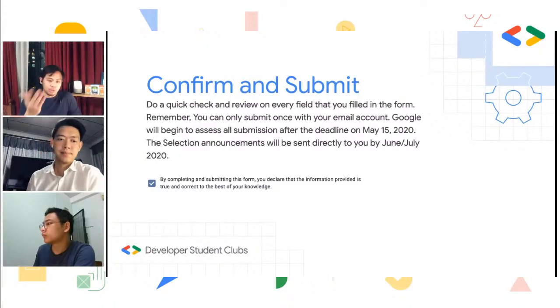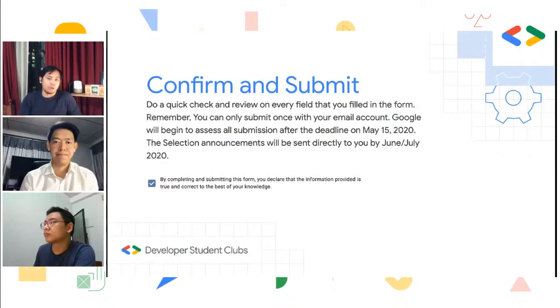And also, to give you a heads up, the deadline is on May 15th, so you still have a lot of time to work on your application. And of course, the selection announcement usually happens at the end of June and July, around this time. So mostly around July will be the announcement time.